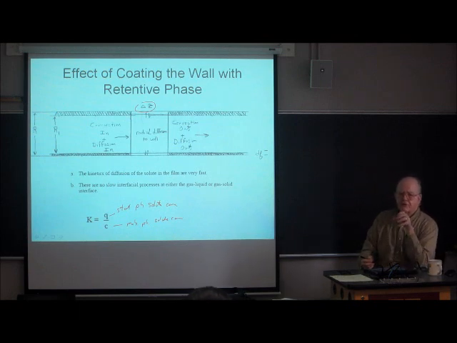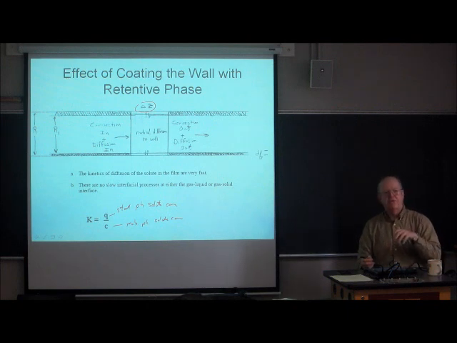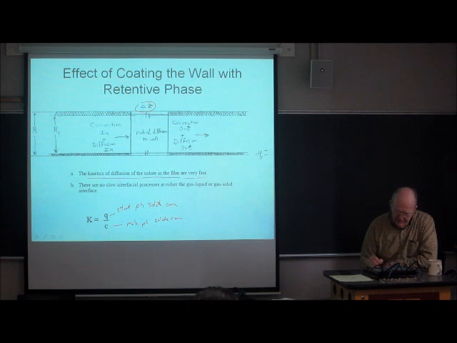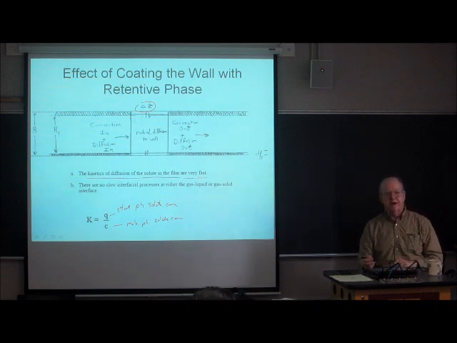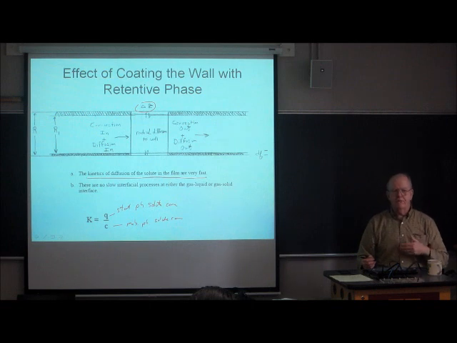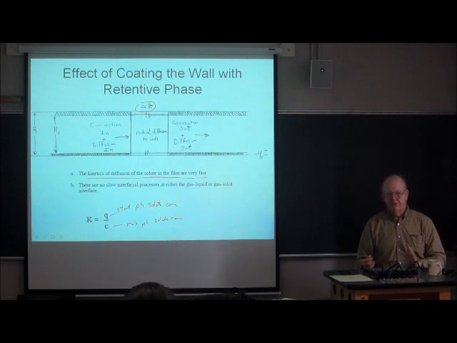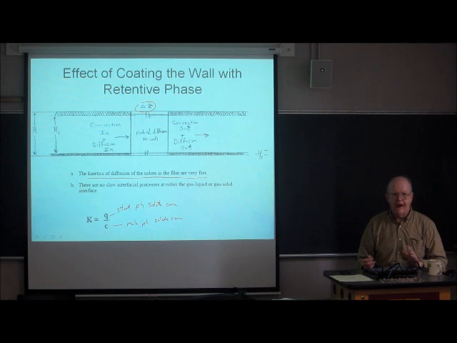And there are two things we have to assume in order for this equilibrium to exist. Number one, the kinetics of diffusion of the solute in the film are very fast. Now the film is some kind of gooey polymer, so this is not exactly true. The thinner we make the film, the closer to reality this assumption will be.